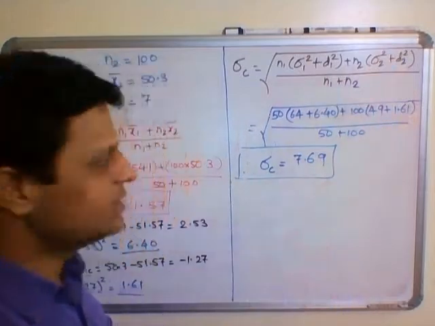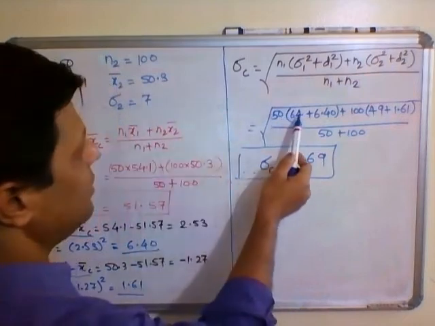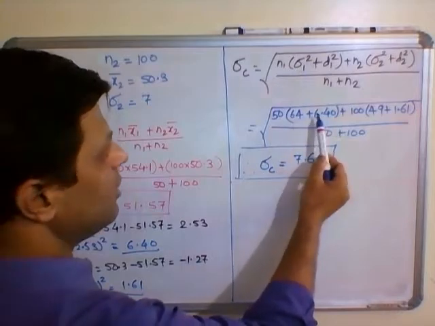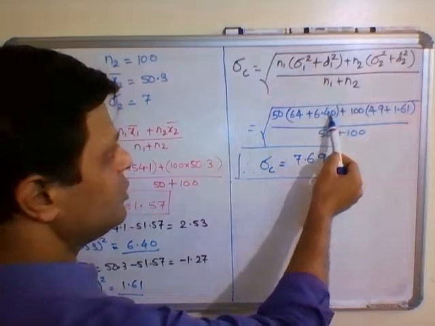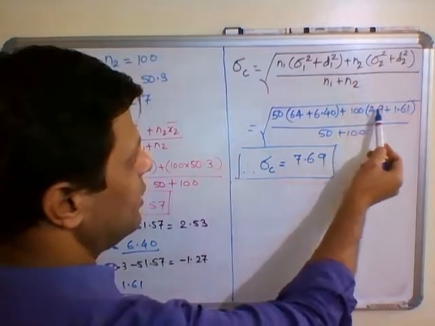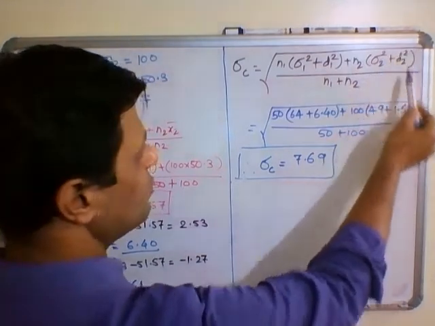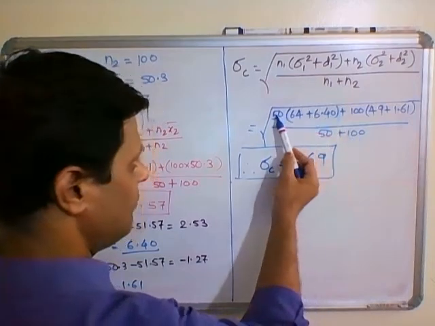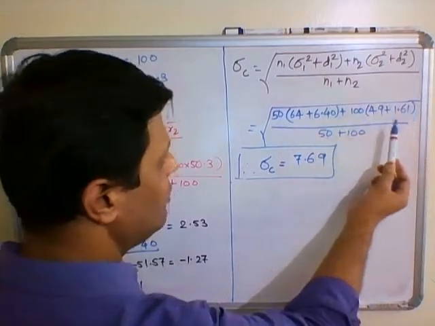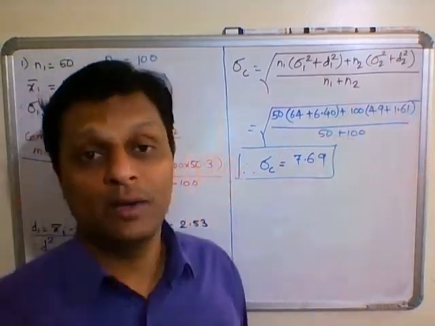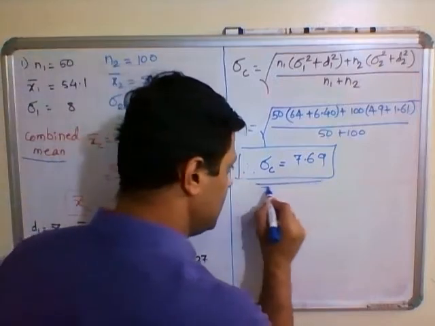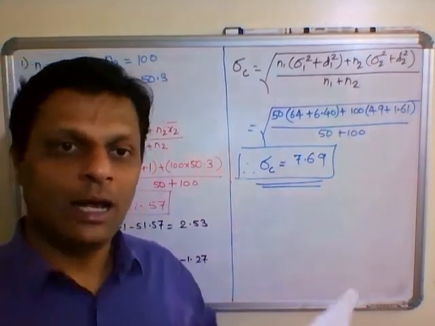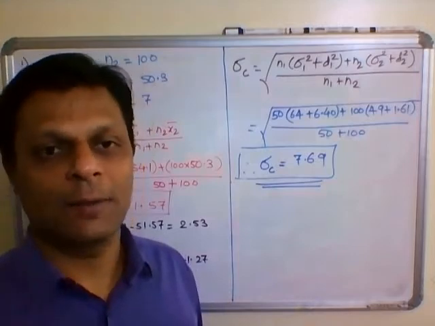Substitute these values that we have calculated just now. We know that n1 is 50, given data, into bracket 64, that is sigma 1 square. Sigma 1 is 8, so its square becomes 64, plus d1 square, which we have just calculated, 6.40, plus n2 is 100, into bracket sigma 2 square is 49, plus d2 square is 1.61, divided by n1 plus n2, 50 plus 100. So again, solve this bracket first, multiply by 50, then solve this bracket, multiply by 100, add both the values, divide by 150. Don't forget to take the square root at the end to get the value of combined standard deviation, that is 7.69. So if we consider both divisions together, then the amount of deviation in their marks obtained will be 7.69.